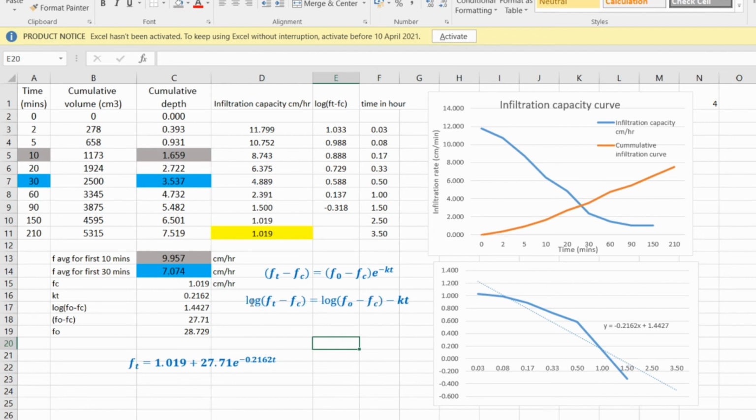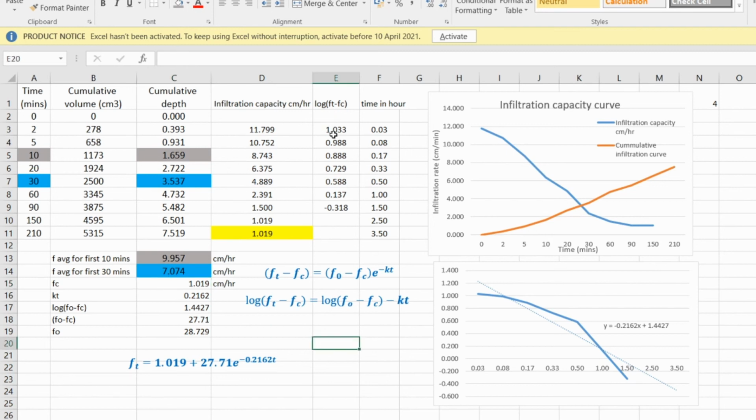Now let us make a table representing log of (Ft minus Fc) and time. You have to remember that all the values of infiltration capacities are in centimeter per hour. Now I'll write another table. This is log of (Ft minus Fc). Here Ft represents the infiltration capacity at time t equals 2, 5, 10, 20 and so on. All these are my Ft values. What is the Fc value? The Fc value, which you already know, is 1.019.